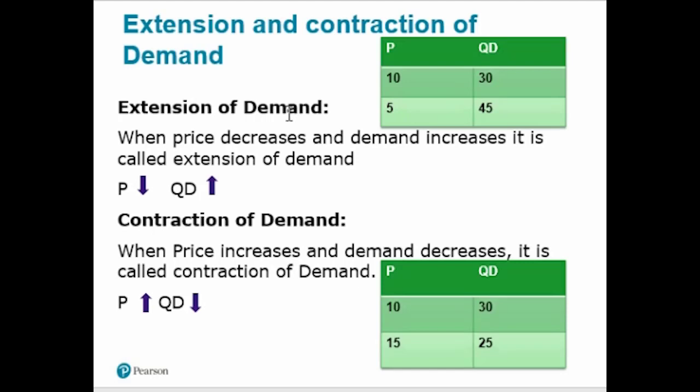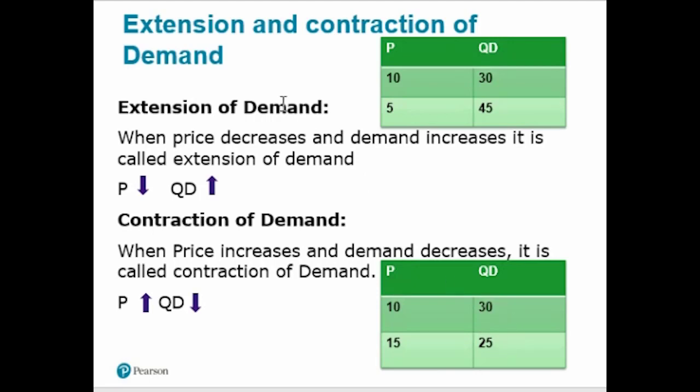Extension occurs when price decreases and demand increases. It is called extension of demand. As you can see in this table, price decreases from 10 to 5 and demand increases from 30 to 45. According to the law of demand, when price decreases, demand increases. And what is meant by contraction of demand? Contraction of demand means when price increases and demand decreases. Price increases from 10 to 15 and demand decreases from 30 to 25.